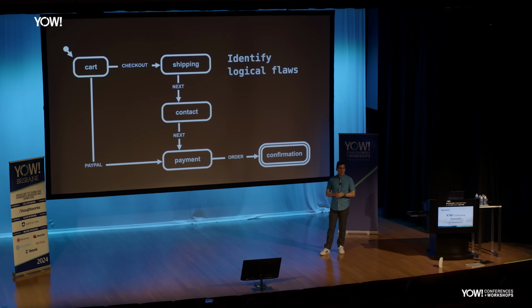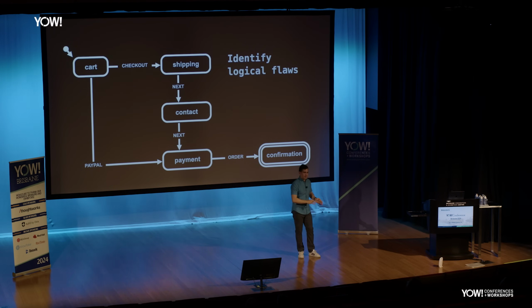So some other things I really like about state machines is it makes it simple to identify logical flaws in your application just by looking at the diagram. Now, let's say that your code compiles, there's no type errors, no linting errors, everything just compiles perfectly.